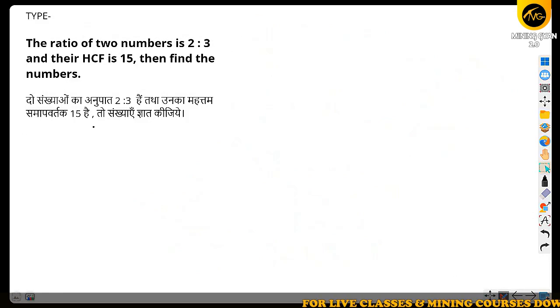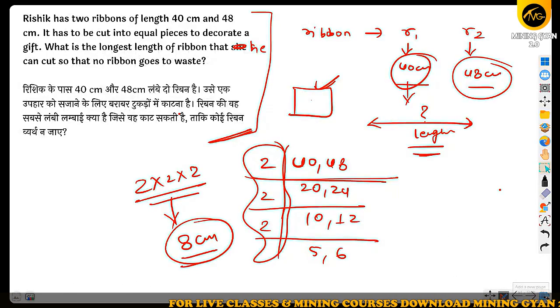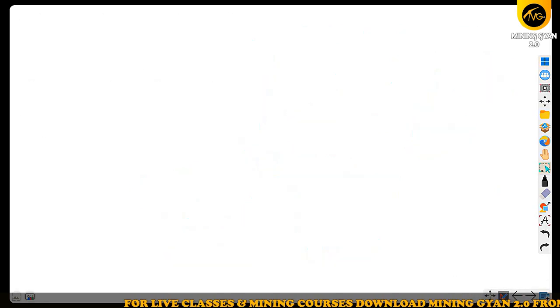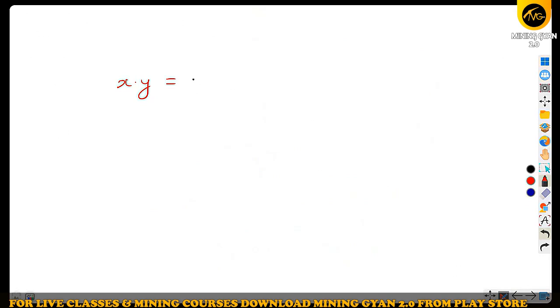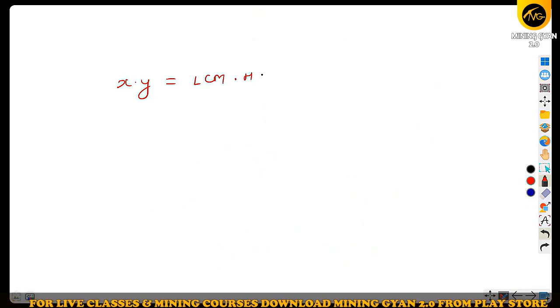So to solve this question, we have to use a simple logic or simple formula. First of all, we should know what the formula is to find out those numbers. So the formula is x into y is equal to LCM into HCF.